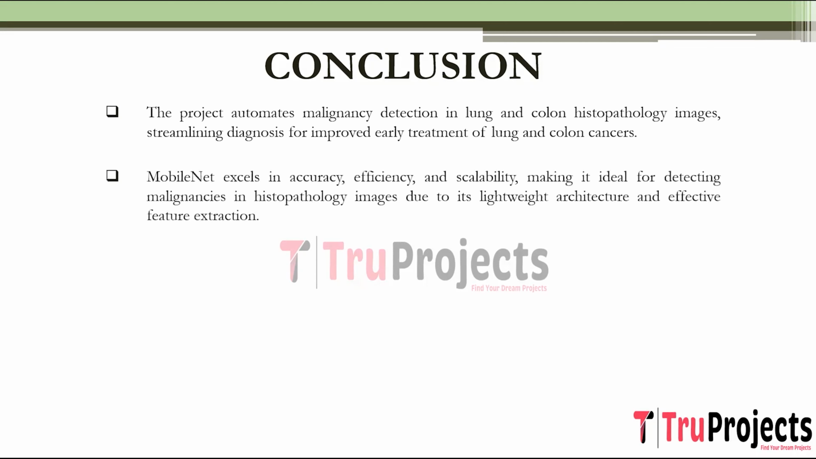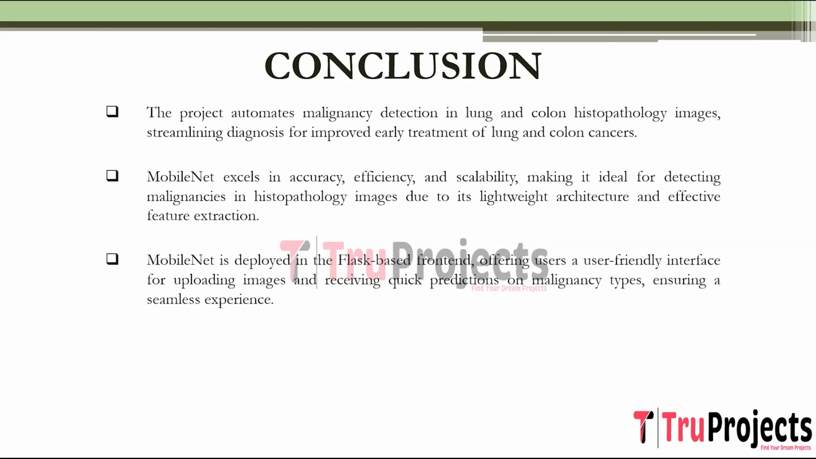Among algorithms utilized, MobileNet demonstrated superior performance in terms of accuracy, efficiency, and scalability. Its lightweight architecture and efficient feature extraction capabilities made it particularly well suited for the task of malignancy detection in histopathology images. MobileNet is deployed in the Flask-based frontend of the project, providing users with a streamlined interface for uploading histopathology images and receiving predictions regarding malignancy types. Its efficient processing ensures quick responses and seamless user experience.